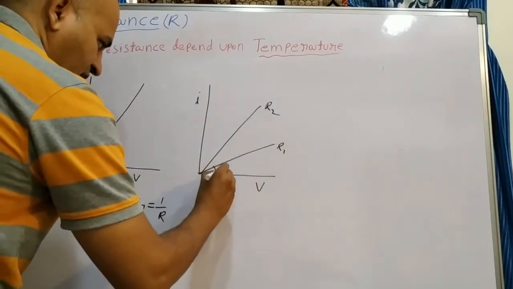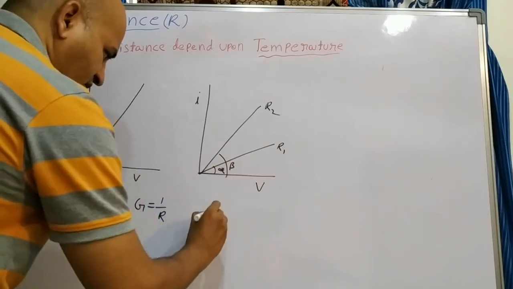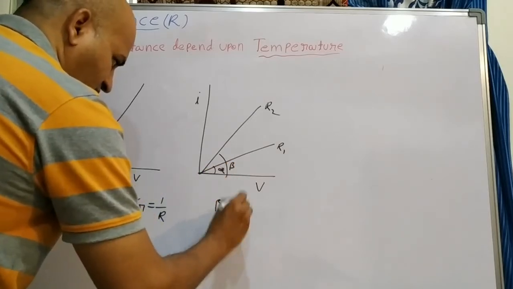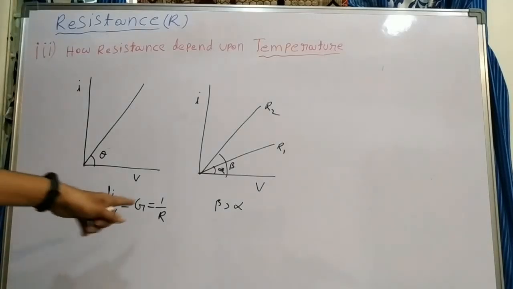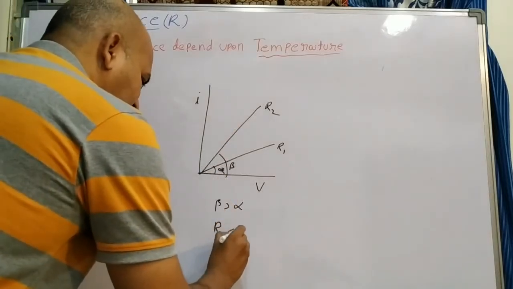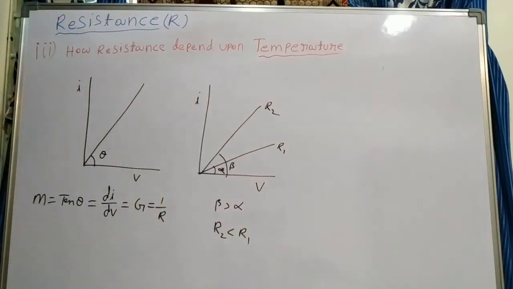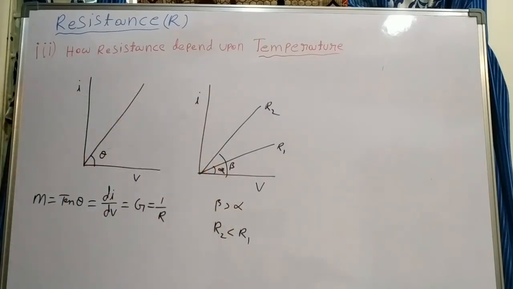So this is theta, and this is alpha and beta you can take. Here beta is greater than alpha. From this, more angle means less resistance. So what you can write here, R2 is less than R1. Sometimes they interchange I and V values. V they took here and I they took there. Then in that case, slope of the line is equal to resistance. In that case, the one having more slope has more resistance.